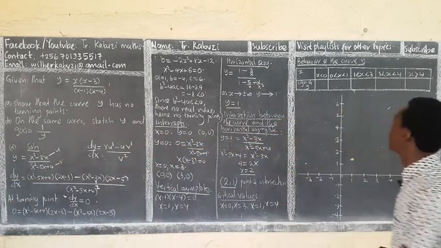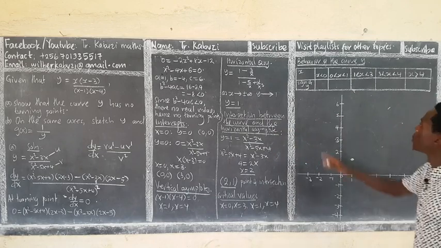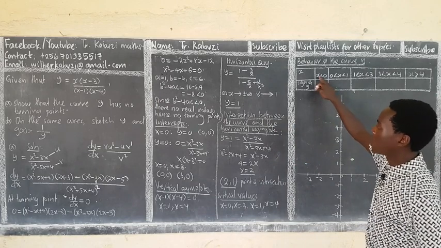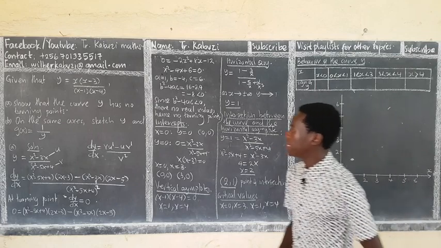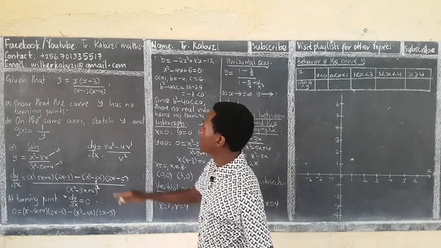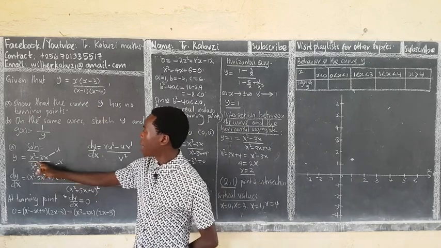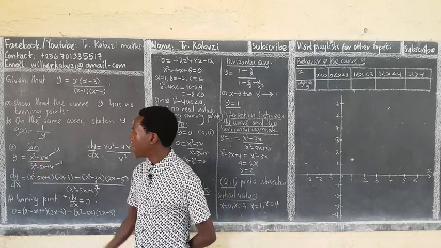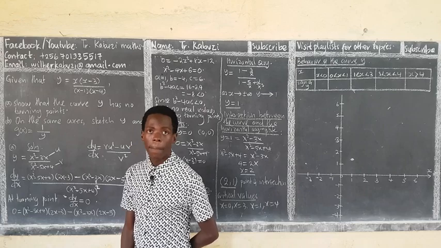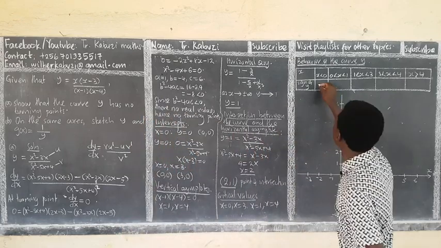It's missing there. So below 0, an x value below 0 is negative 1. When you put in negative 1, either here or in this one, you see that up will be having a positive, and down here will be having a positive. So you have a positive.